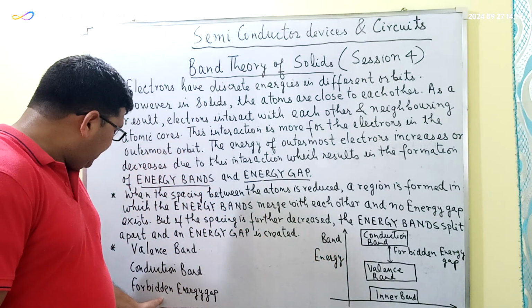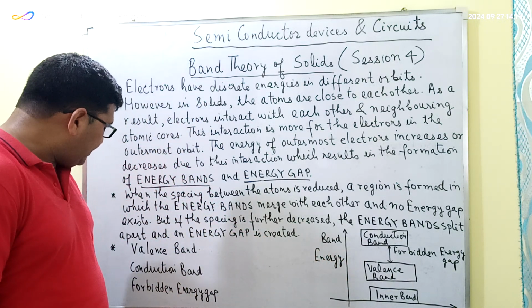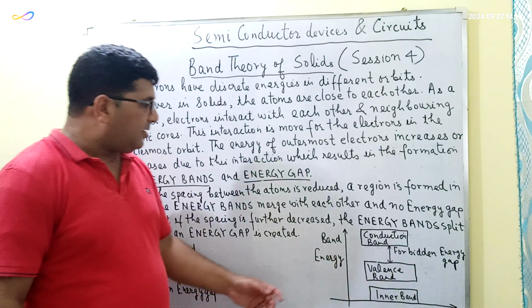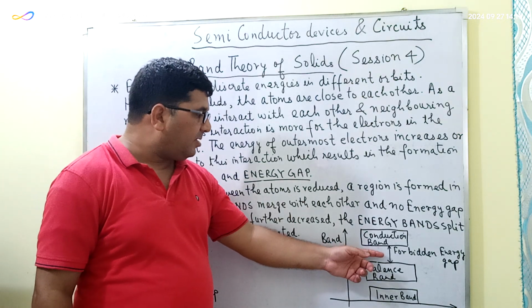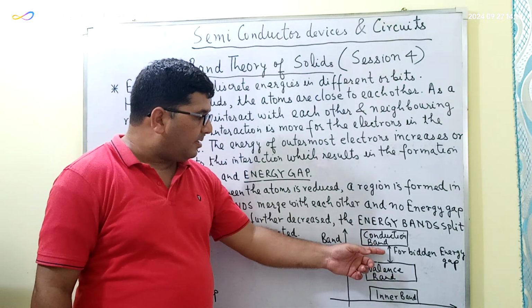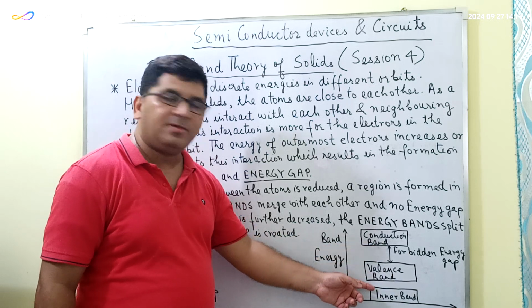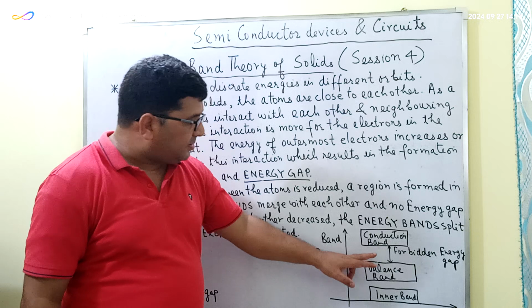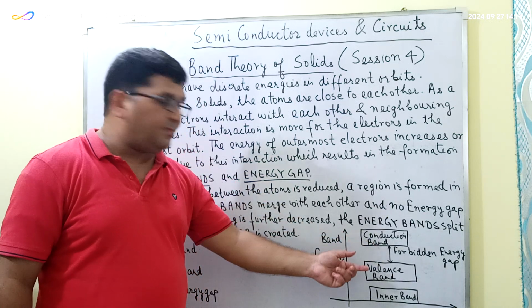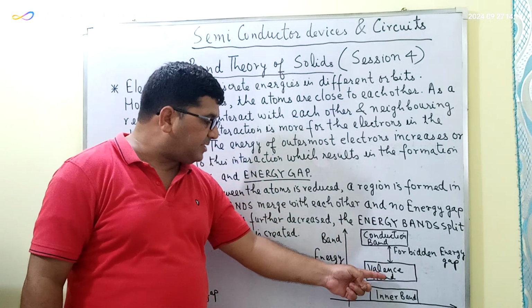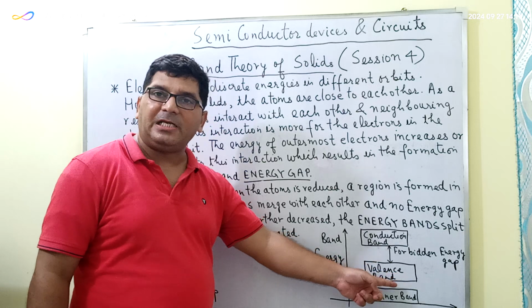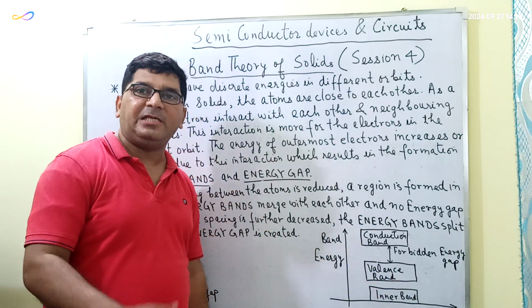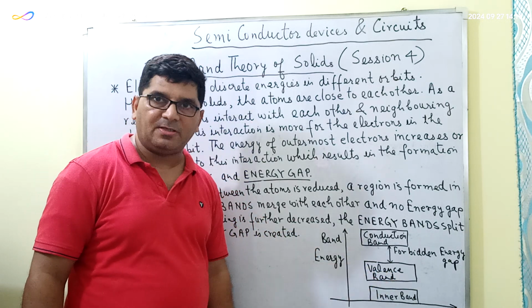Now, let's come to the third energy band, that is the forbidden energy gap. Now, the forbidden energy gap is the gap between the conduction band and the valence band. And if this gap is more, then it means that the valence electrons are more tightly bound to the nucleus and vice versa.